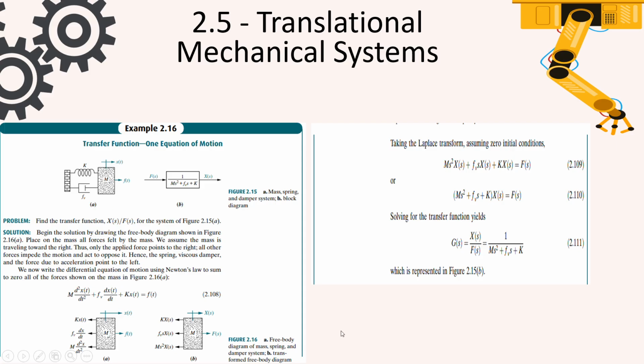So after that, we take the Laplace transform of this equation. So it will be Ms squared X(s) plus fv s X(s) plus KX(s) equals F(s). After simplifying, this will be the final equation.